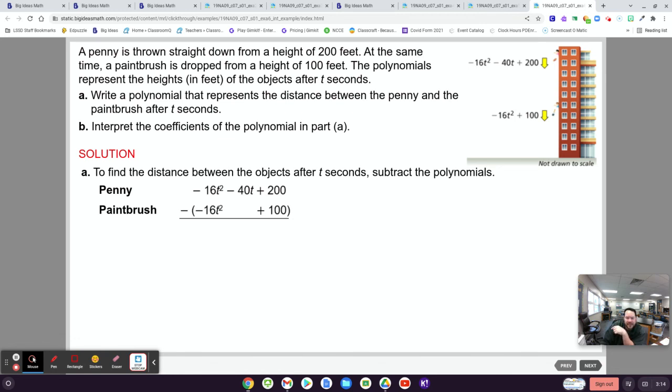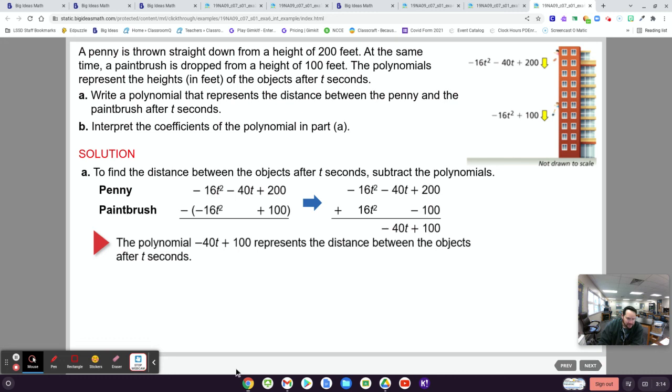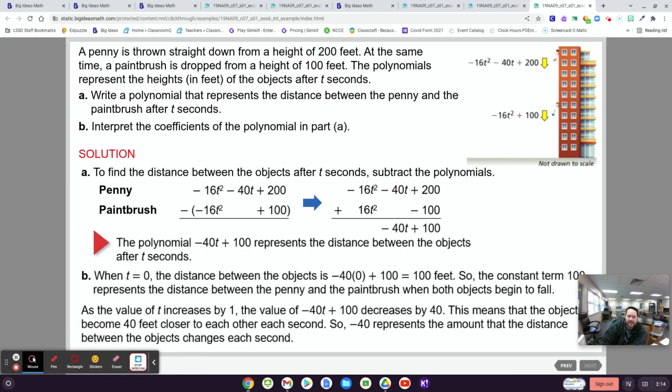Remember, when you're subtracting, if you're subtracting a negative, it's like adding. So there we go. And you end up with this equation right here. And then it says interpret the coefficients of the polynomial. So some of the problems you're going to be doing are then going to ask you, what does this stuff mean? So in this case, this polynomial right here represents the distance between the two objects for t seconds.